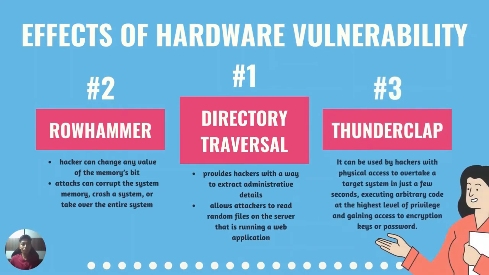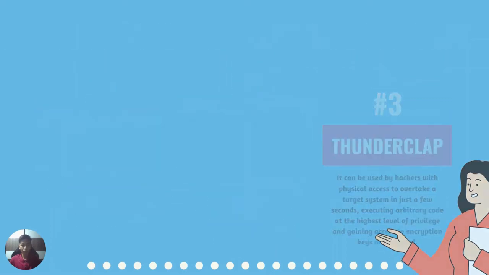Lastly, the effects of thunderclap. The hacker could overtake a targeted system in just a few seconds, as it will execute arbitrary code at the highest level of privilege and gain access to the encryption key or password by having physical access to the Thunderbolt port. Plus, this happens as it has direct memory access (DMA) that could allow them to read and write all the system memory without operating system oversight.